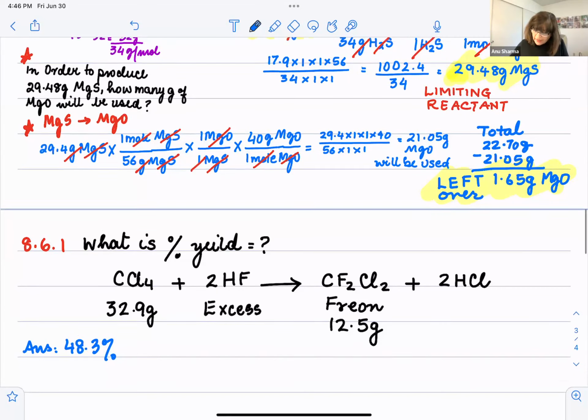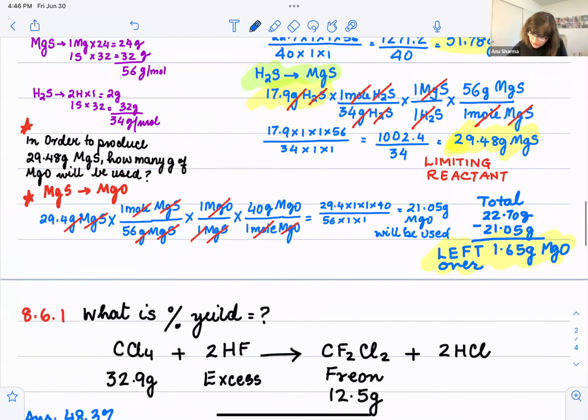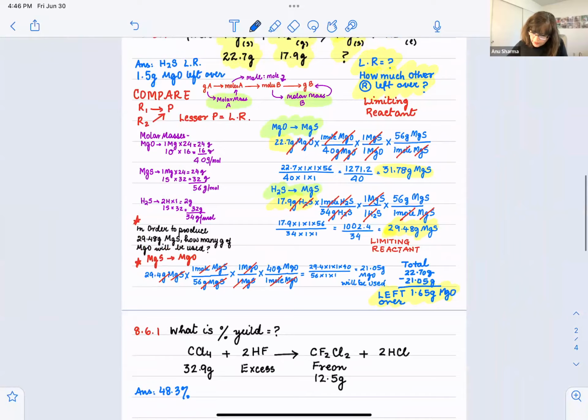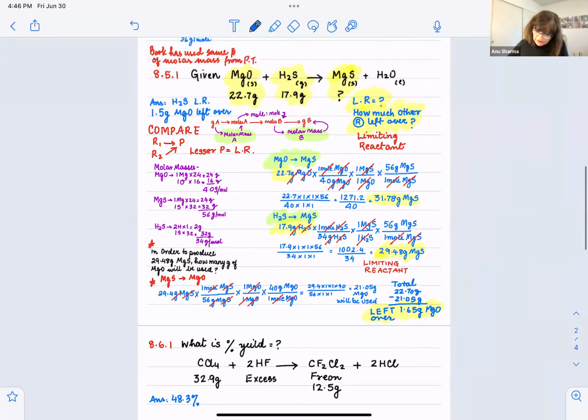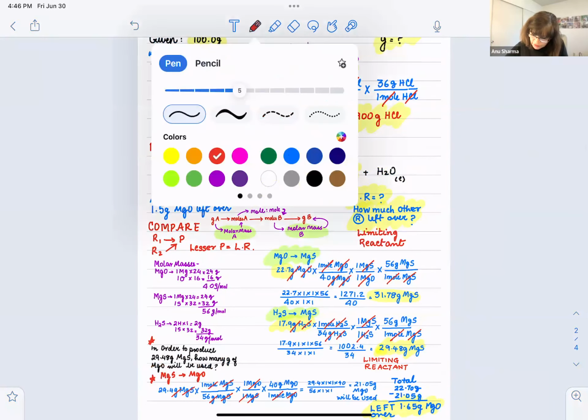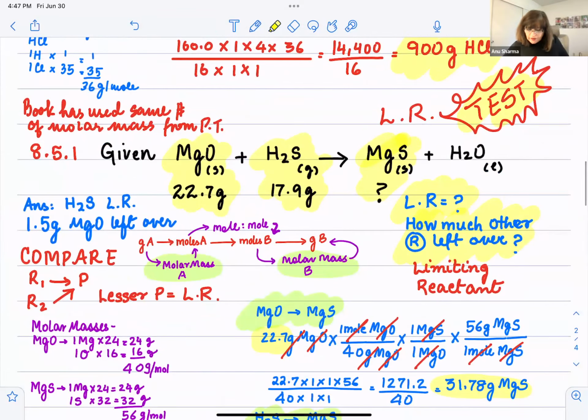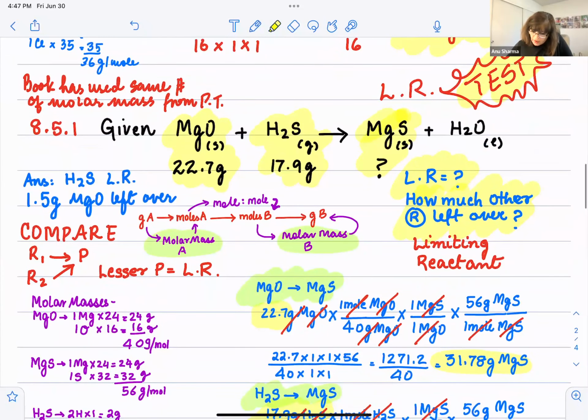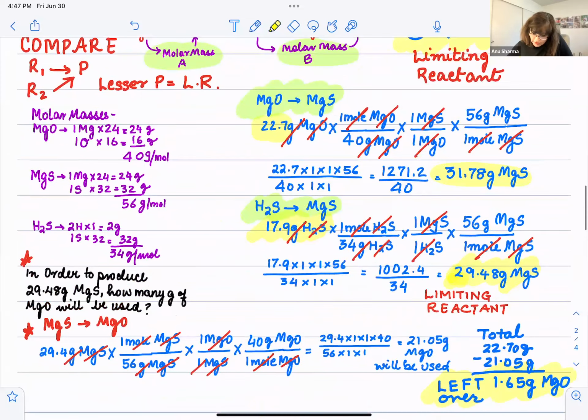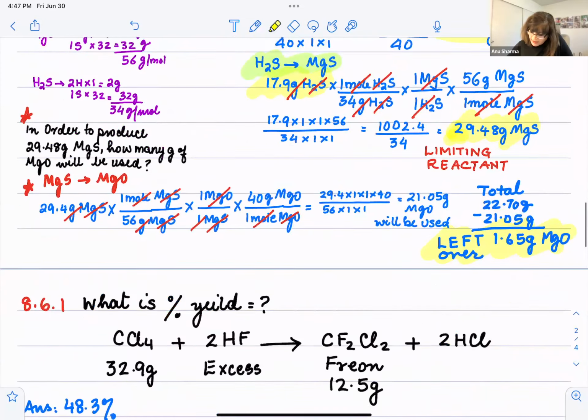Okay, this is the answer to this thing. So you will be asked, or this is actually a test question. Not the leftover, but at least find the limiting reactant and the percentage yields. Okay, these are all important things. So that's one piece. All right, so your answer here is 1.5, but I'm getting 1.65.